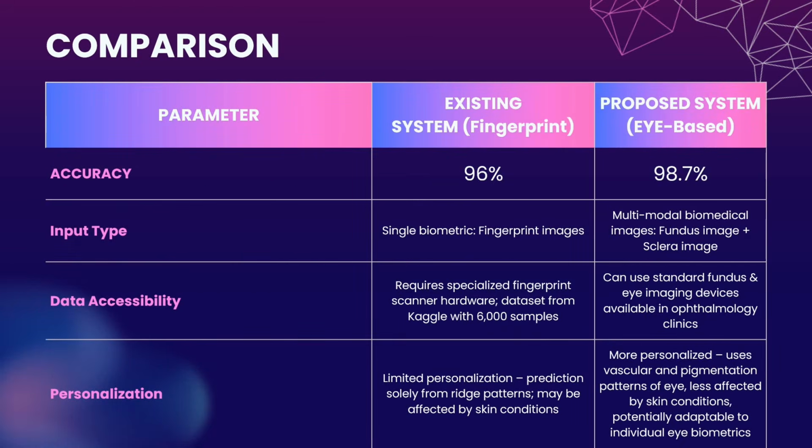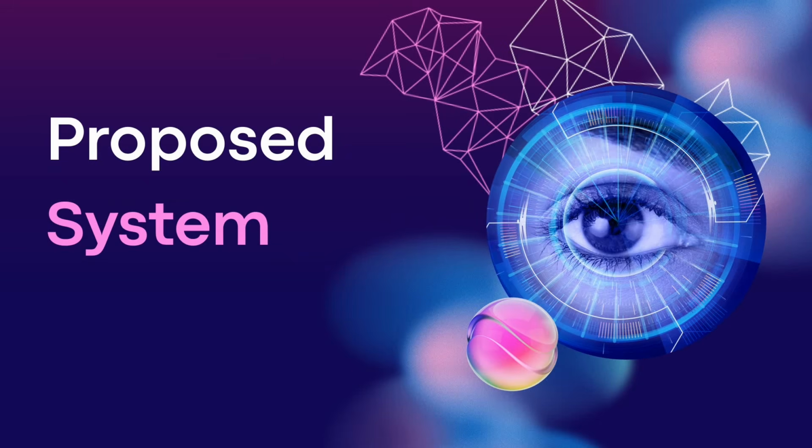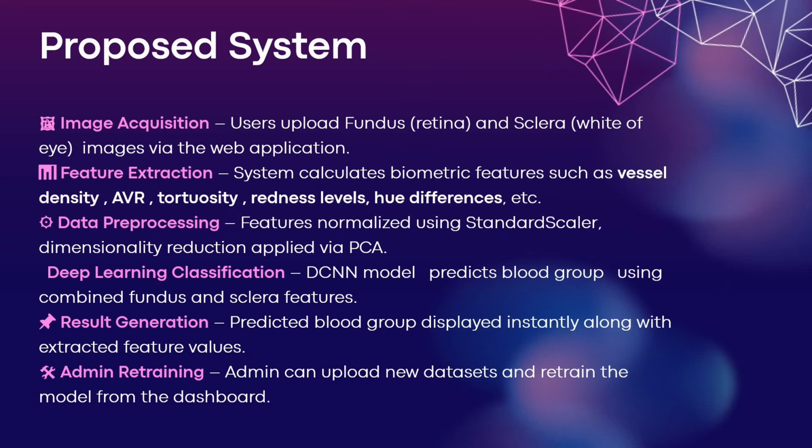So coming to the comparison, I already mentioned all the differences between the existing and proposed system in this video itself. So coming to the proposed system, this is our interesting proposed system. It suggests Fundus, that means eye-based blood group detection, which is the very first in the world. This is completely novel research. You can't get this research anywhere. First time we are publishing this project, on YouTube or anywhere.